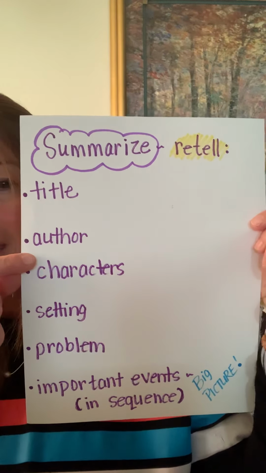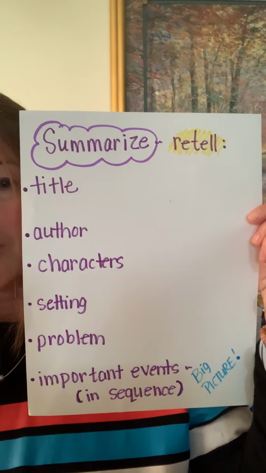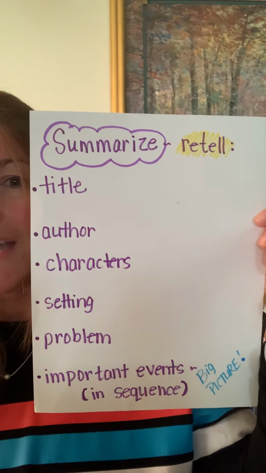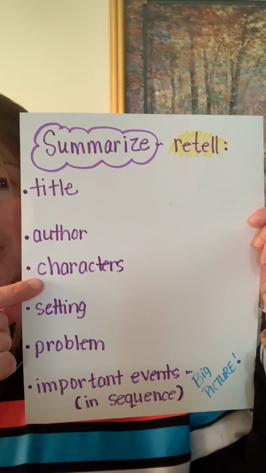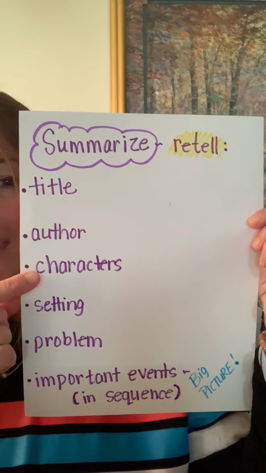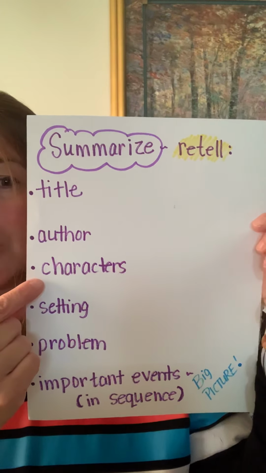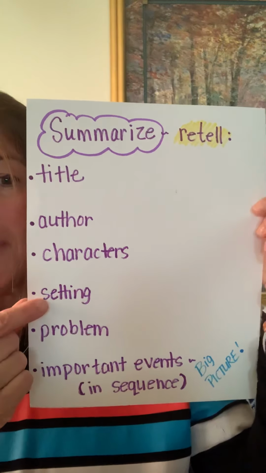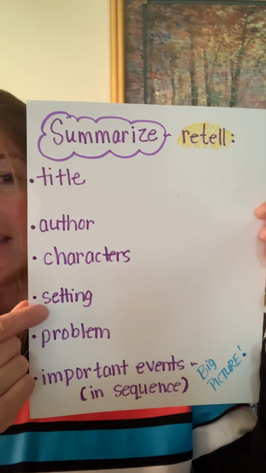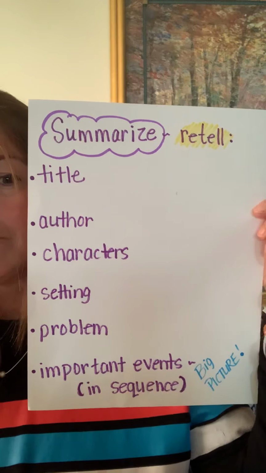Then we're going to state the author because we want to give the author credit for the great story that he or she wrote. And then we're going to talk about the characters. This could be a person, it could be an animal, it can be a thing. These are the characters that are in the story. These are the ones that do the action. And then we have the setting. The setting is the time and the place that the story took place.